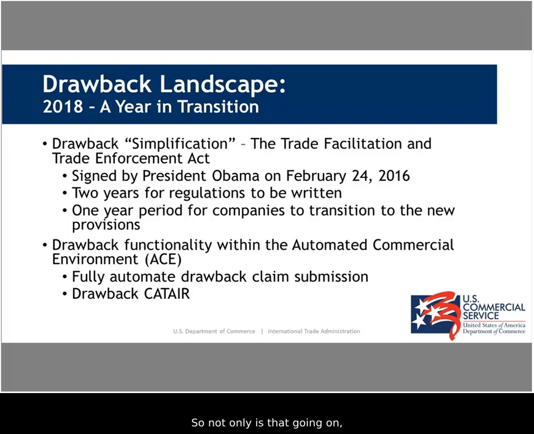So not only is that going on, but in the background, drawback also decides that now is the time to transition to the Automated Commercial Environment. Michael and I, along with a number of others from the trade, were involved in a working group with CBP in trying to ease the transition to the ACE environment. And it is a complicated one.